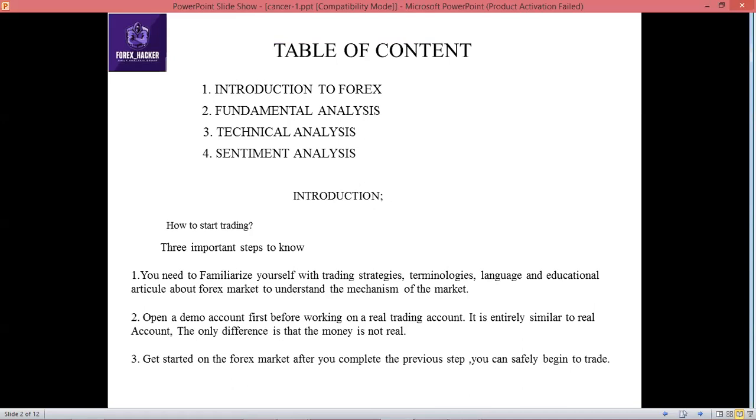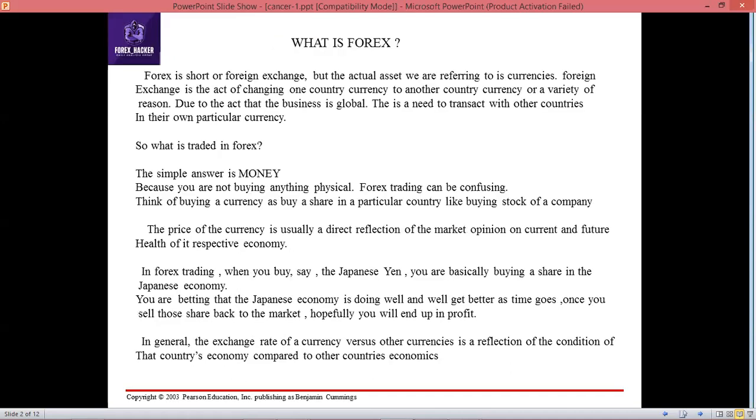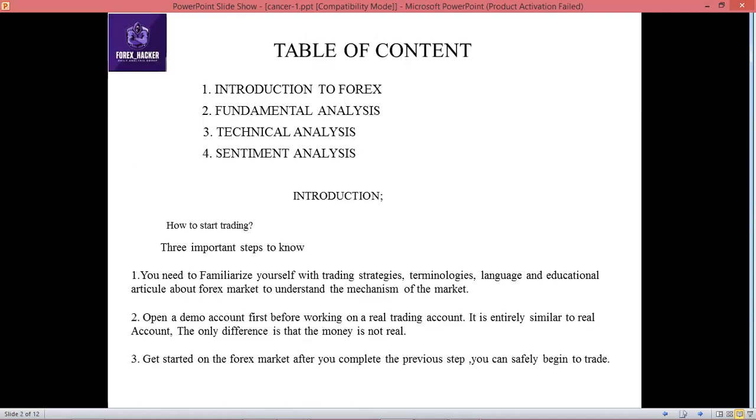Good. So what we'll be looking at today, our table of contents: we'll be checking the introduction to Forex, fundamental analysis, technical analysis, and sentiment analysis. But before we start, on how to start trading, there are three important steps you need to know. Number one, you need to familiarize yourself with trading strategies. What I mean is not just familiarizing yourself with my strategy alone.